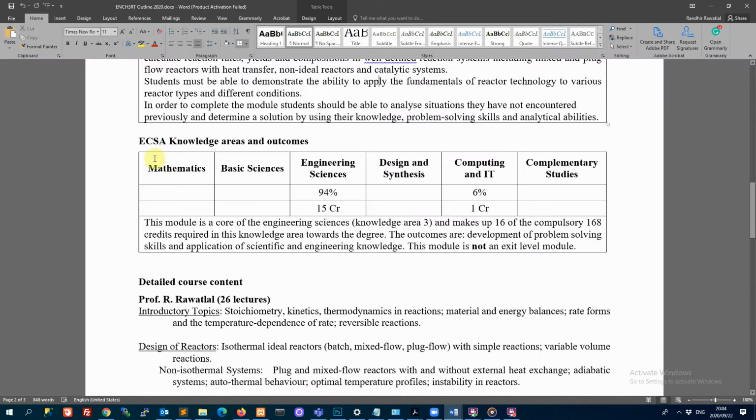In terms of your Engineering Council of South Africa, the accrediting body, in terms of their defined knowledge areas and outcomes, this course contributes mainly toward the engineering sciences area. There is a bit on the coding and simulation side as well, because we use Python or MATLAB or one of these languages to do some of the computational work.